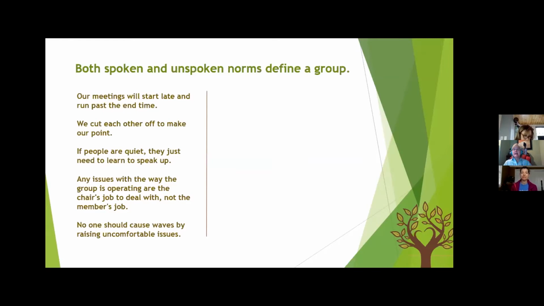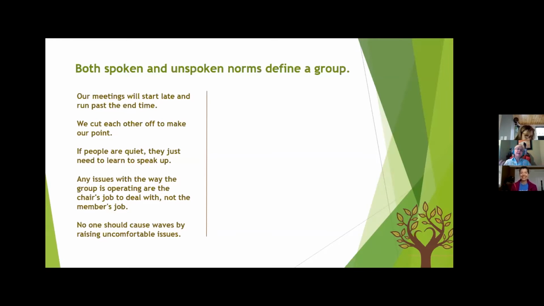So both spoken and unspoken norms define a group. If we take a look first at what might actually be some unspoken norms, let me know if you've ever had this experience in a group. Our meetings will start late and will always run past the end time that we've designated. We'll always cut each other off just to make our point. If people are quiet, they just need to learn to listen or learn to speak up. Any issues with the way the group is operating are the chair's problem to deal with, not my job. And no one should cause any waves by raising uncomfortable issues.